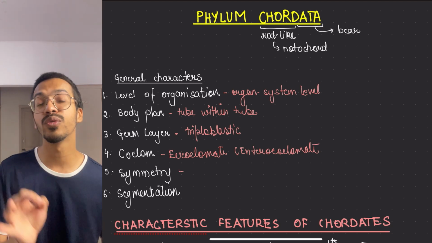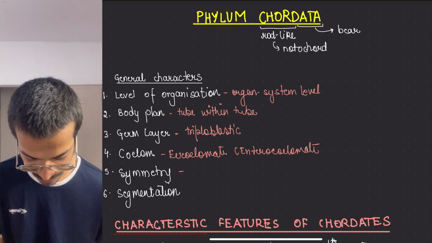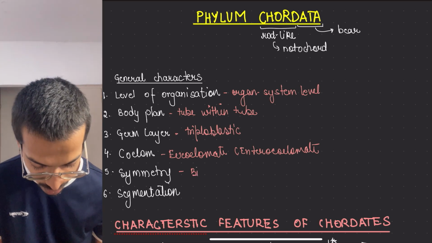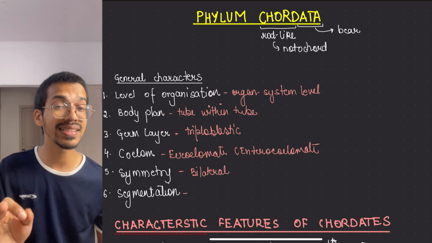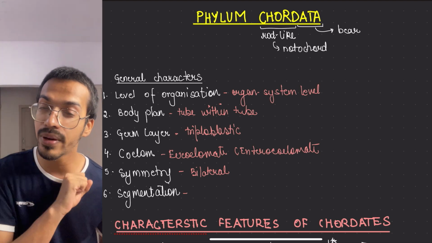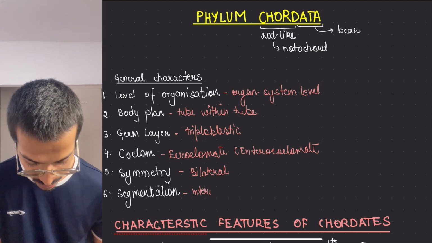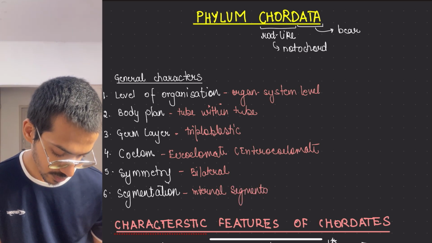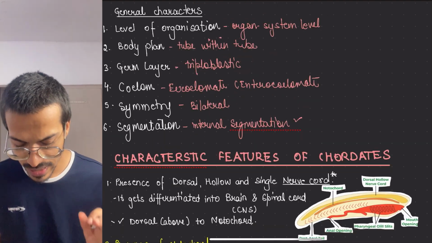Then symmetry. We have the presence of bilateral symmetry. You can divide my body into two equal halves from the center, so that is what? Bilateral. Then segmentation. Yes, we have segments present, but internally, in our vertebral column, right? So we have internal segmentation present. These are the true segments. Let's just start with this.